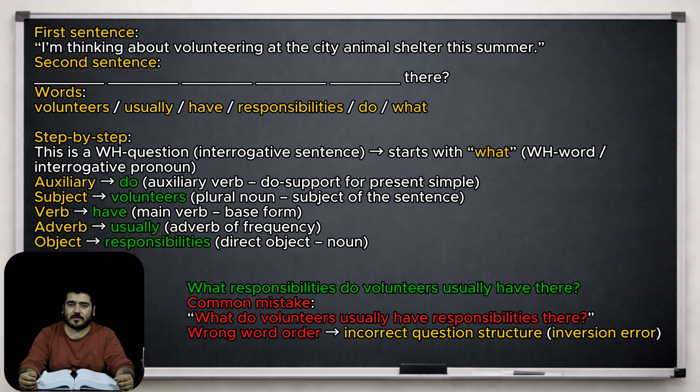The common mistake is: What do volunteers usually have responsibilities there? Why wrong? Because of the word order. The question structure has not been correctly used.